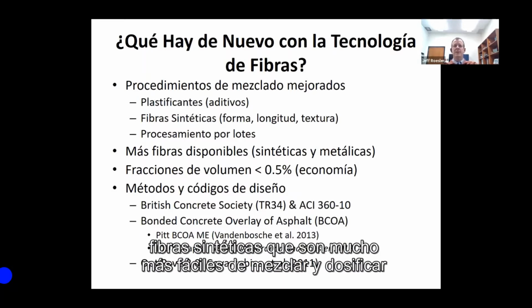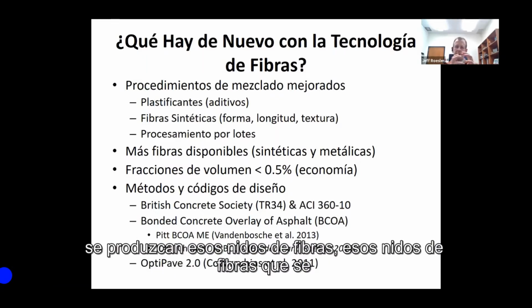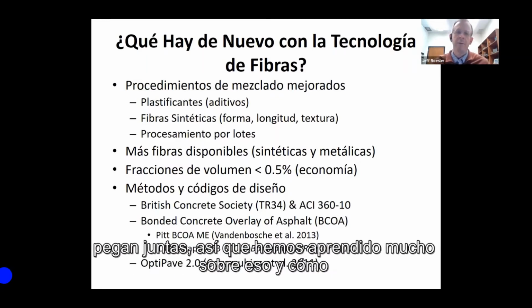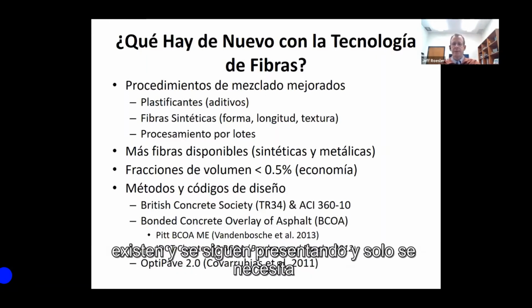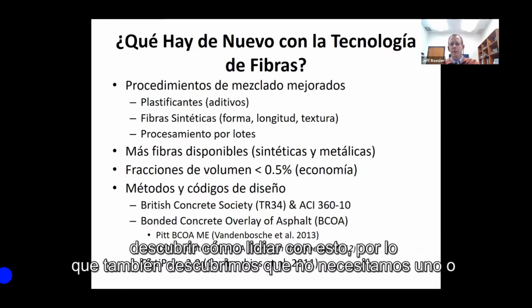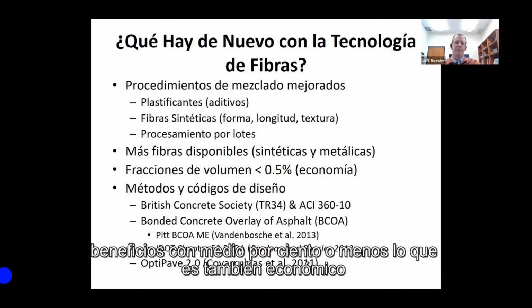to mix and batch. And we've learned a lot about how to batch fibers such that they don't create these fiber balls, these balls of fibers that stick together. So we've learned a lot about that and how to instruct contractors and engineers how to avoid those things, because they do exist and they still exist, and you just need to figure out how to work through them. So we also found that we don't need 1 or 2% of fibers to see a structural benefit. We can see benefits at 0.5% or less, which is also economical.